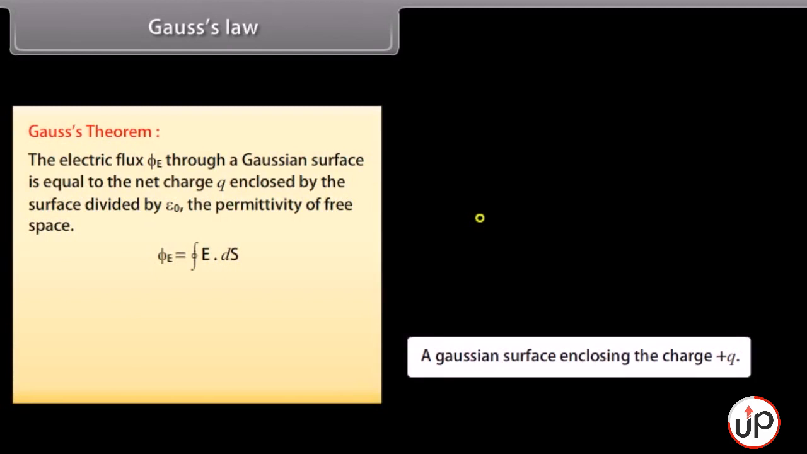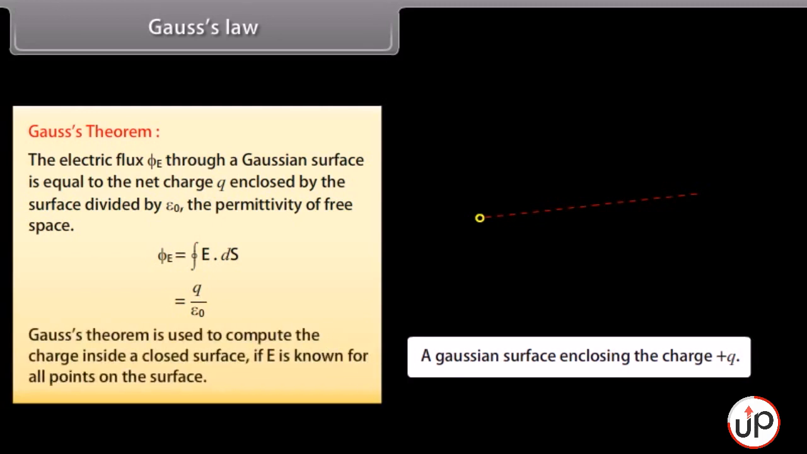Gauss's law. Gauss's theorem: the electric flux phi E through a Gaussian surface is equal to the net charge Q enclosed by the surface divided by epsilon naught, the permittivity of free space. Gauss's theorem is used to compute the charge inside a closed surface if E is known for all points on the surface.